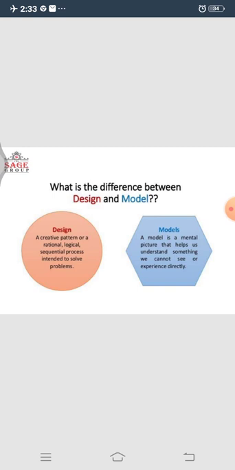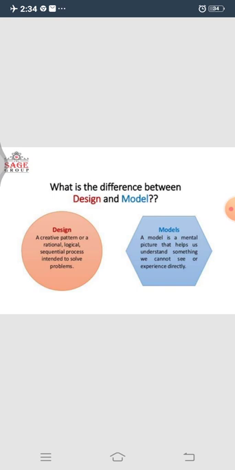A design is basically a creative pattern or a rational, logical, sequential process intended to solve problems, because as an HR person, when you'll be working in an organization, you will be interested in the job of organizing training for different sections of the workforce. There will be a huge diversity in terms of skill set, aptitude, and competency. So you need to have a proper flow chart of how you are going to proceed with your objective of providing training. So design actually gives us an overview of it.